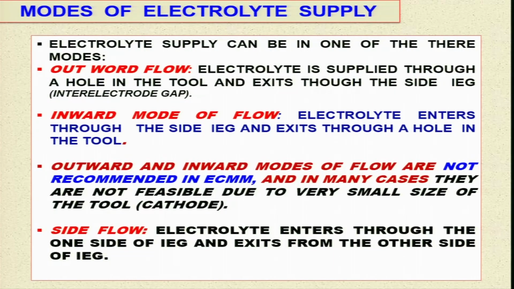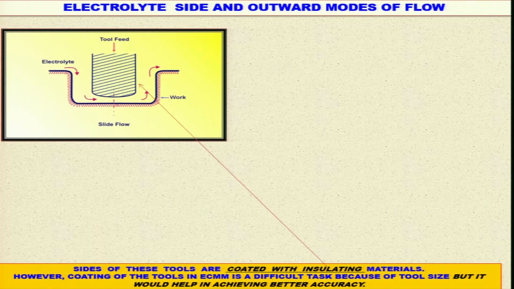So, the flow velocity is very small in case of ECMM process. Electrolyte side and outward modes of flow. As you can see here, electrolyte is being supplied from one side, it goes out from the other side, and this is quite commonly used in case of ECMM process if you are allowing the flow of the electrolyte. Otherwise, as I mentioned earlier, tool and workpiece are immersed in the electrolyte, and electrolyte enters from one end of the tank and exits from the other end of the tank, and in that case the flow velocity is very small and you can easily control it.